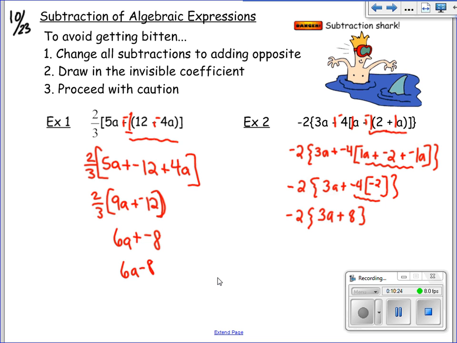What's negative 2 times 3a, Liam? Negative 6a there. Good. What's negative 2 times 8, Logan? Negative 16. Good. And what's the last thing I should do with that expression, Anna? Change plus negative 16 to minus. Good. Negative 6a minus 16. A lot there. All right?